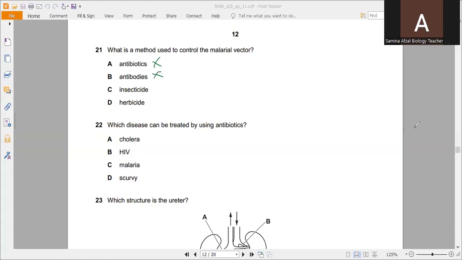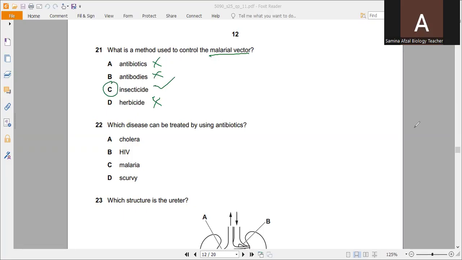So insecticides are the medicines which are used to kill the insects, to control the insects. The malarial vector is a mosquito which transfers the plasmodium from one organism to the other. So insecticide is the correct option. Herbicides are used to kill the unwanted plants. So C is the correct option.